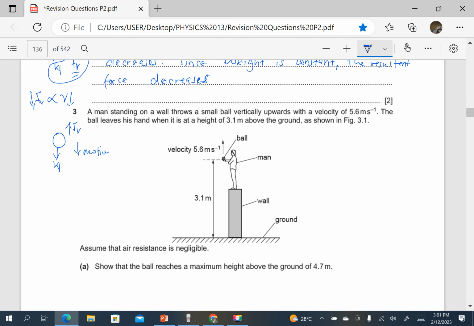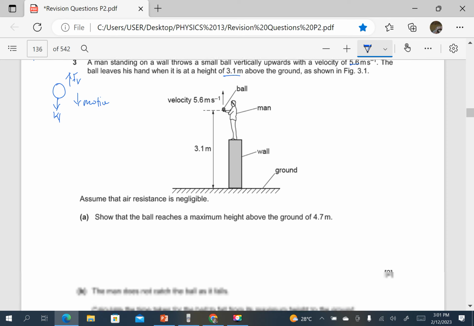Okay. A man standing on a wall throws a small ball vertically upwards with a velocity of 5.6 meters per second. The ball leaves his hand when it is at a height of 3.1 meters above the ground, as shown. Assume that air resistance is negligible. Show that the ball reaches a maximum height above the ground of 4.7 meters.